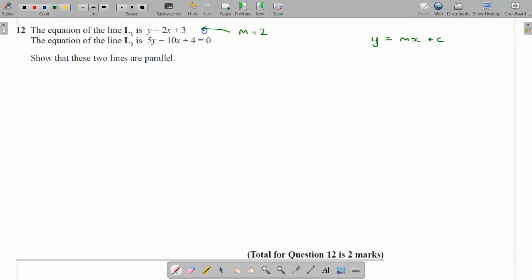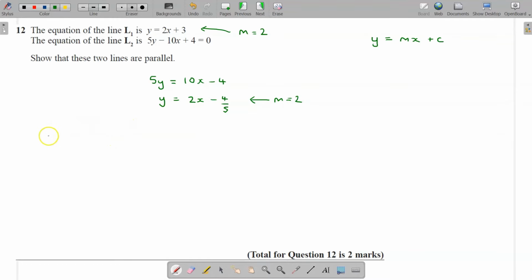But for the second line, we've got to rearrange it. So I'm going to take this line and I'm going to write it as 5y equals, I'm adding 10x to both sides and subtracting 4, okay? And then I'm going to divide by 5 to get y equals 10 over 5 is 2, and 4 over 5 is 4/5. So that's the equation of L2, and that has a gradient of 2 as well, because m equals 2.